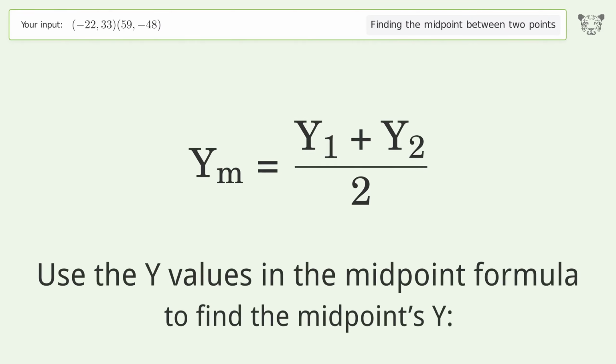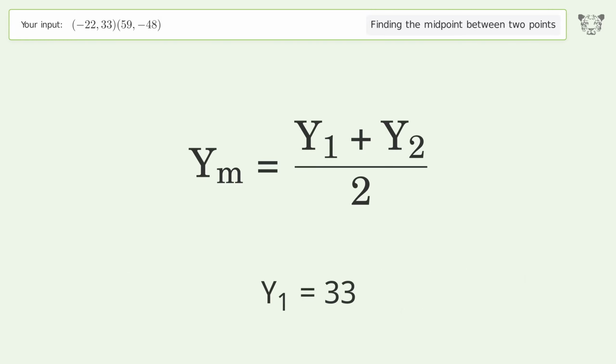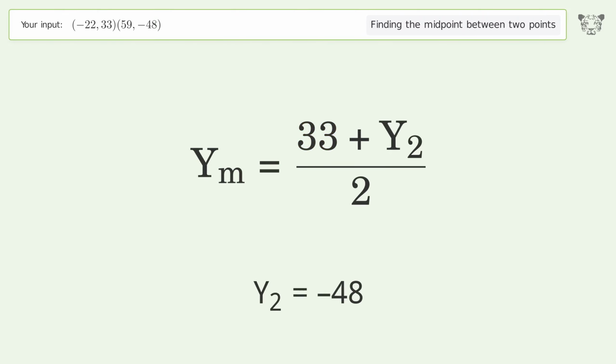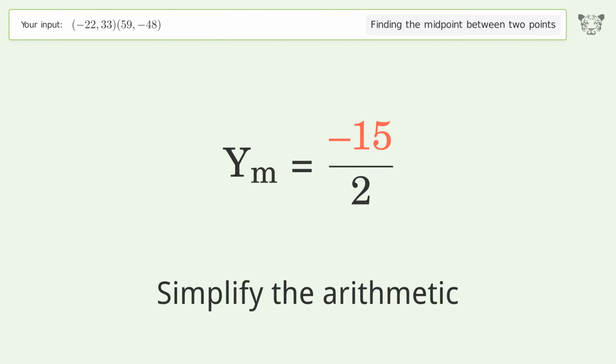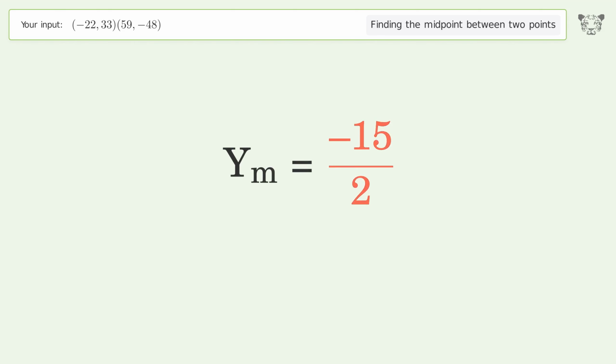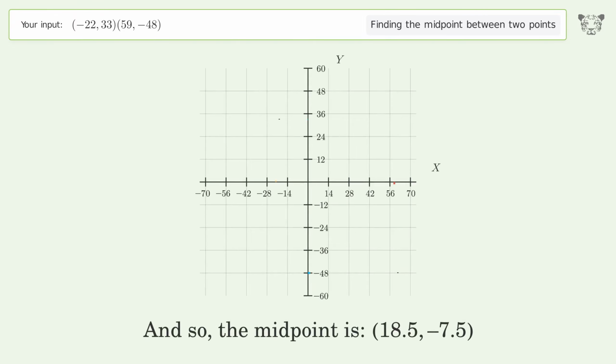Use the y values in the midpoint formula to find the midpoint's y. y1 equals 33. y2 equals negative 48. Simplify the arithmetic. And so, the midpoint is 18.5, negative 7.5.